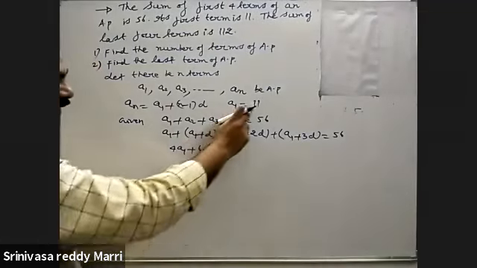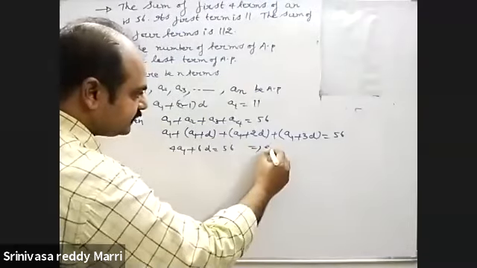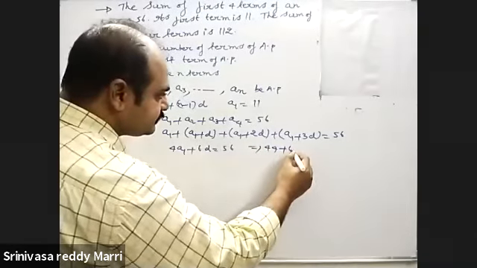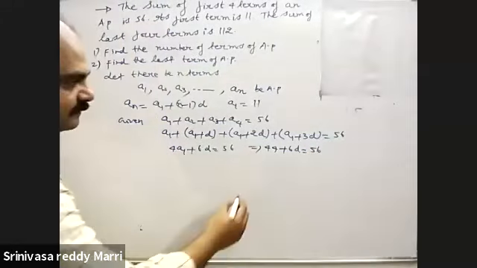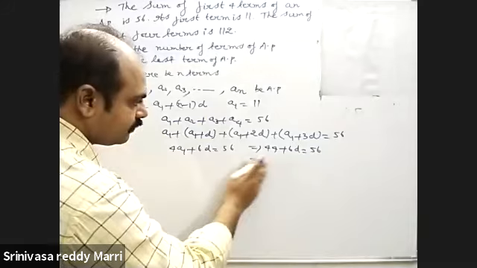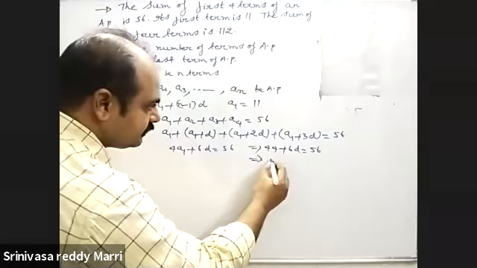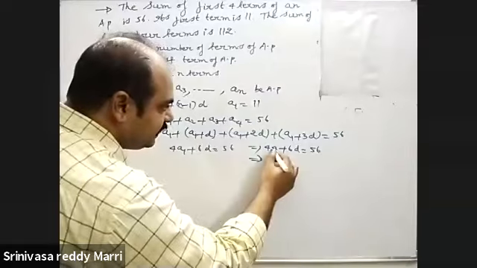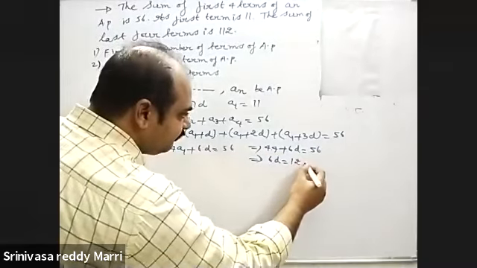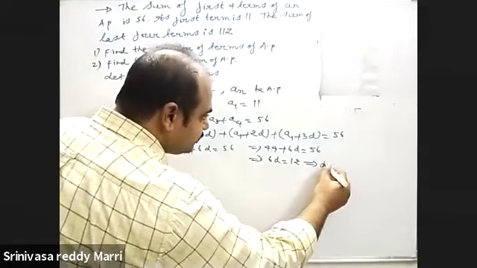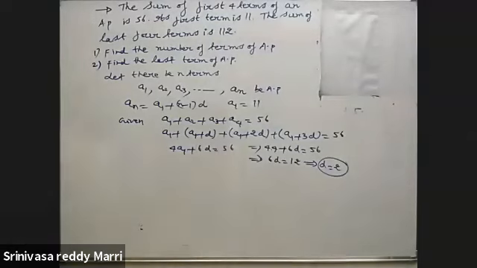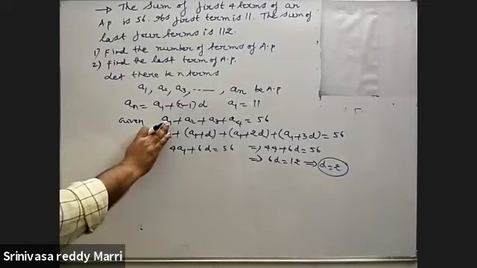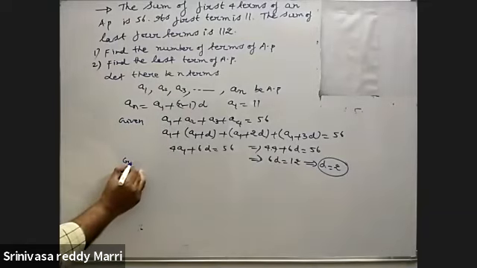Now A1 is 11. That implies 44 plus 6D equal to 56. That implies 6D equal to 56 minus 44, which is 12. That implies D is 2. We got the common difference. This is one condition given.